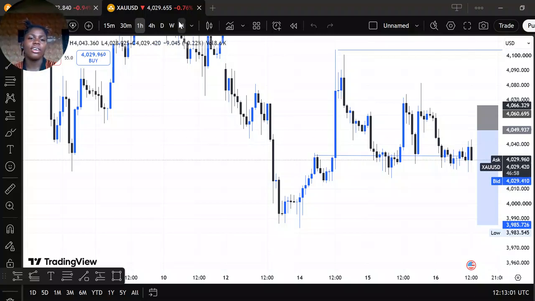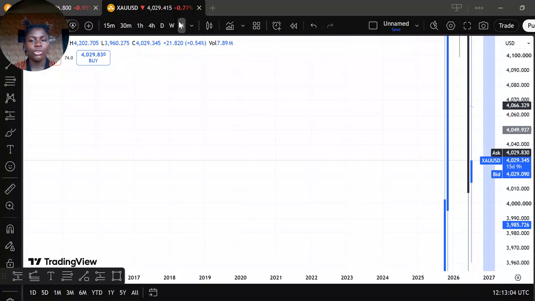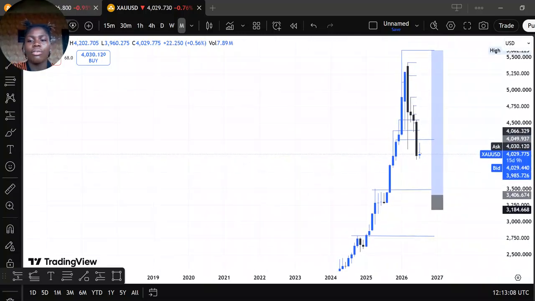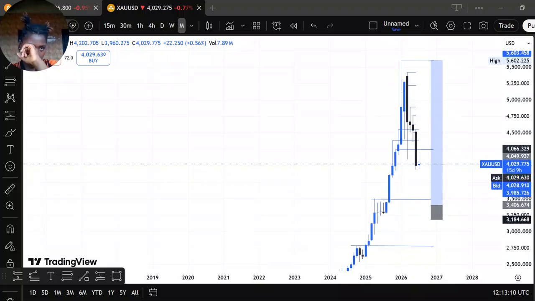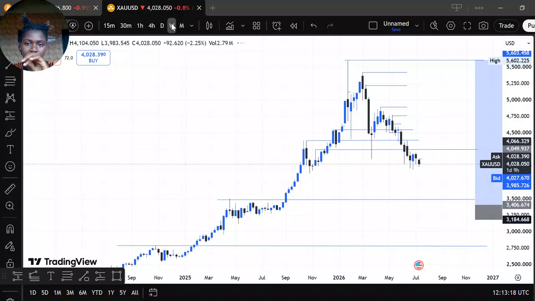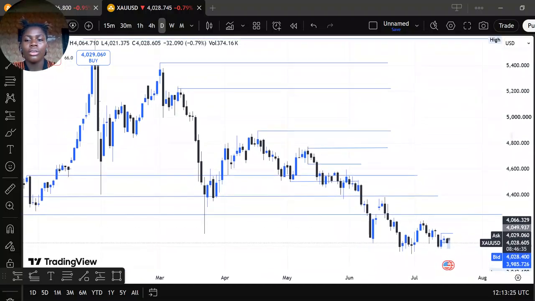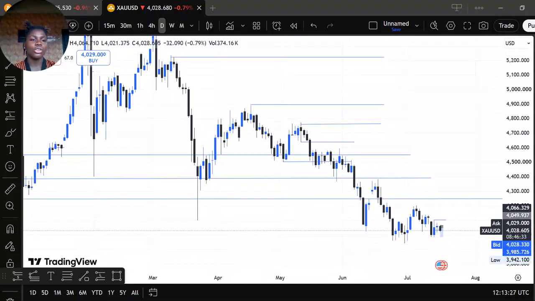Now, you can see on here, this is XAU USD. When you go to the monthly time frame, you can see that it's bearish. Let's go to the weekly time frame. Same thing, still bearish. The daily time frame, also still bearish. Now these are the external structures of the market. There's not so much to it.